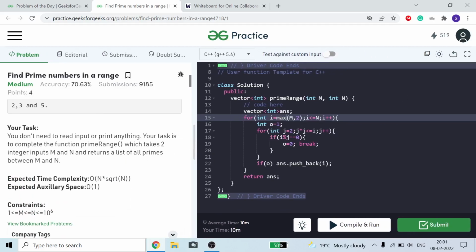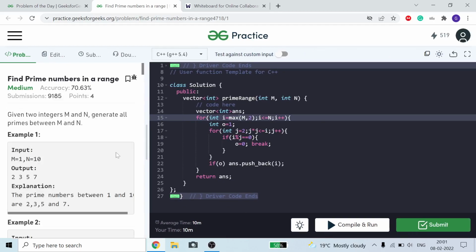Okay, so here is how we solve it. First of all, this is the function given to us, and this is our vector that we take to store all the prime numbers that we will find. We will run a loop for i equal to max(m, 2). I will tell you why I use max(m, 2). The loop runs till n, and we increment i in each iteration.